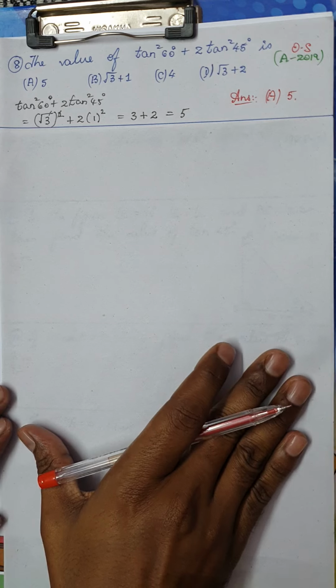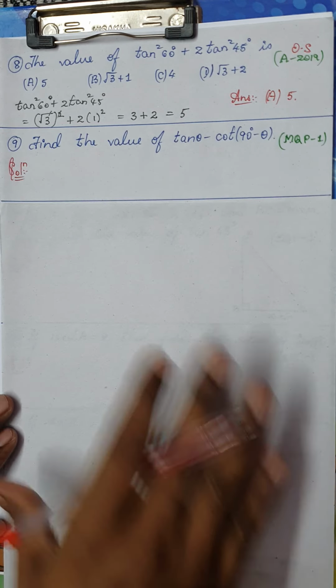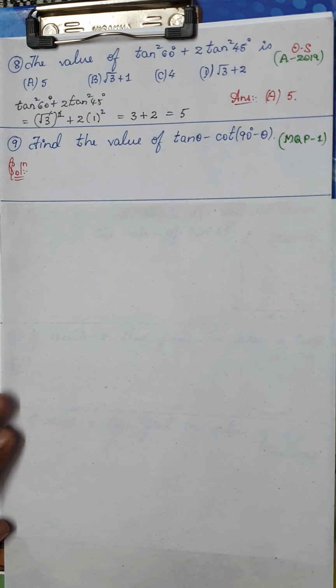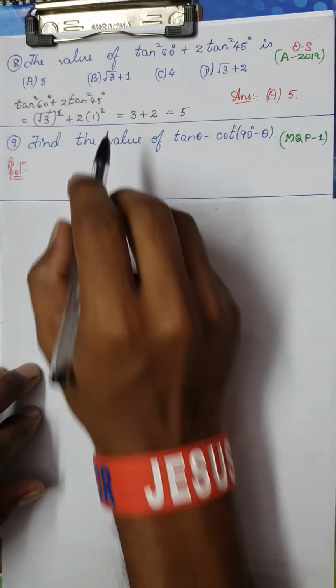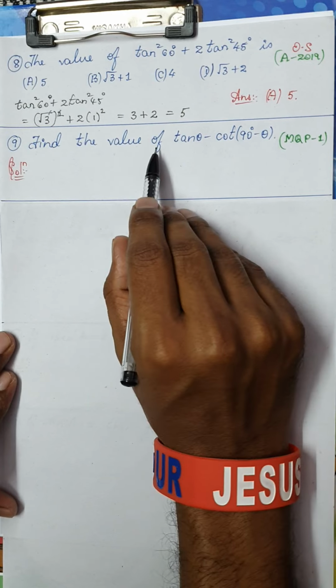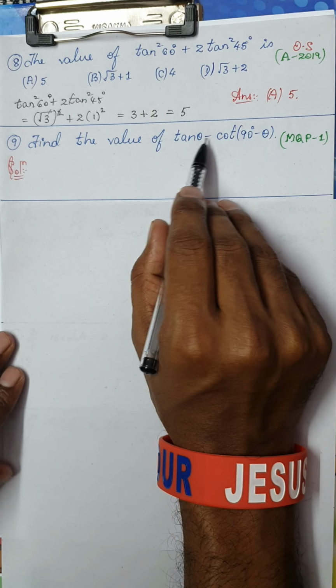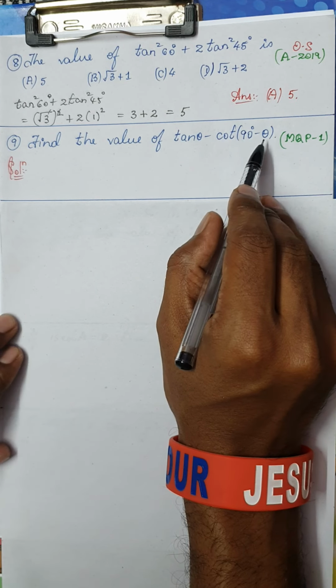Okay, so going on to question number 9. Until now we were doing all the multiple choice questions. So let us do descriptive 1 marker questions. Okay, so the first question is, find the value of tan theta minus cot of 90 minus theta.